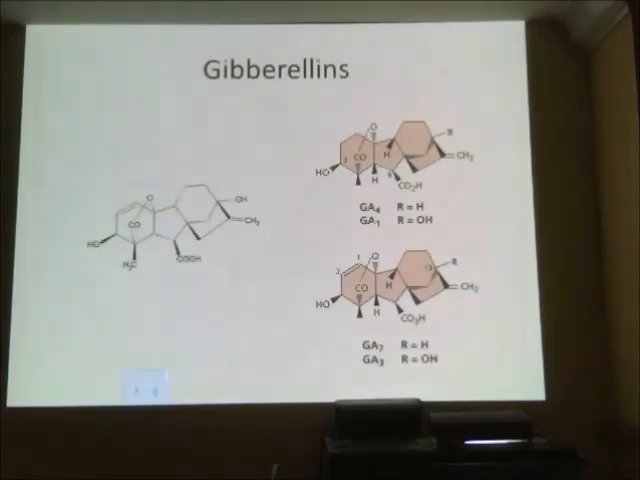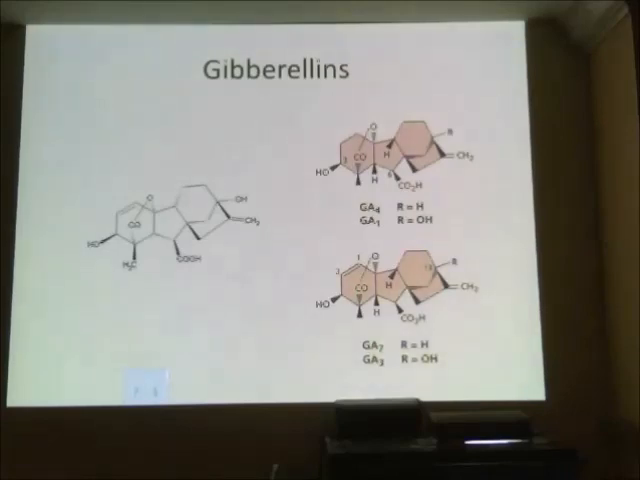I'm sorry, I take that back. This is actually gibberellic acid 3. The difference between 1 and 3 is that this double bond here, this site of unsaturation, does not exist in 1. It's actually a saturated bond, which you can see over here. So this one has 2 hydrogen atoms here, 2 hydrogen atoms here. This one only has 1 hydrogen atom and 1 hydrogen atom. But all are diterpenes. They at least start out as a 20 carbon compound.